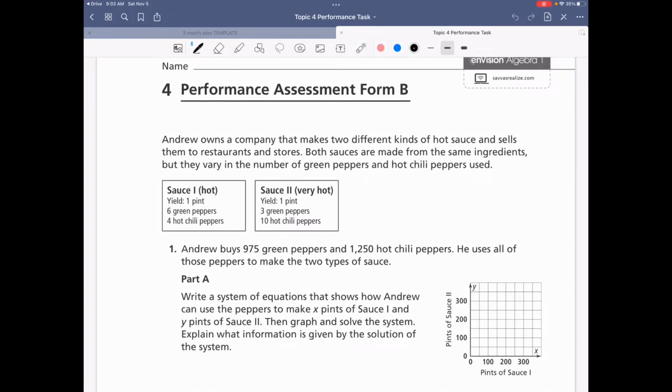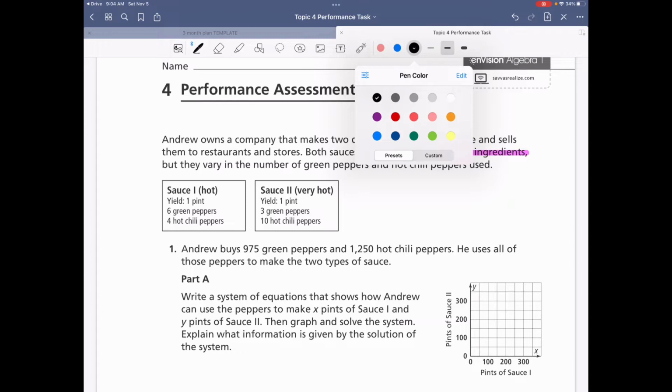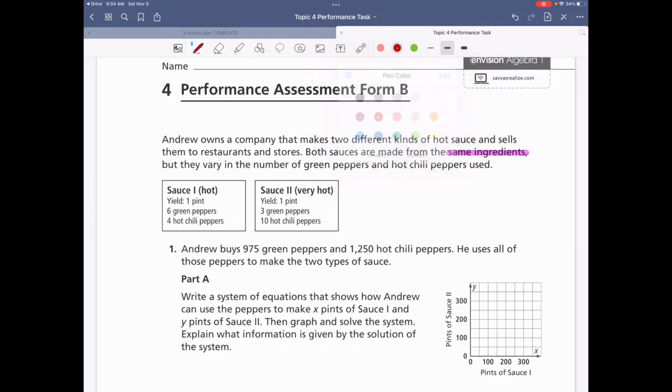I'd like to go over this performance assessment for you so that you can see how it's done for this problem and relate it to the problem that you are going to write. So Andrew owns a company that makes two different kinds of hot sauce and sells them to restaurants and stores. Both sauces are made from the same ingredients, and that's key because whatever you're choosing to make your product with, you have to use two different supplies or ingredients, but they vary in the number of green peppers and hot chili peppers. So we have green peppers and we have hot chili peppers that he's using.